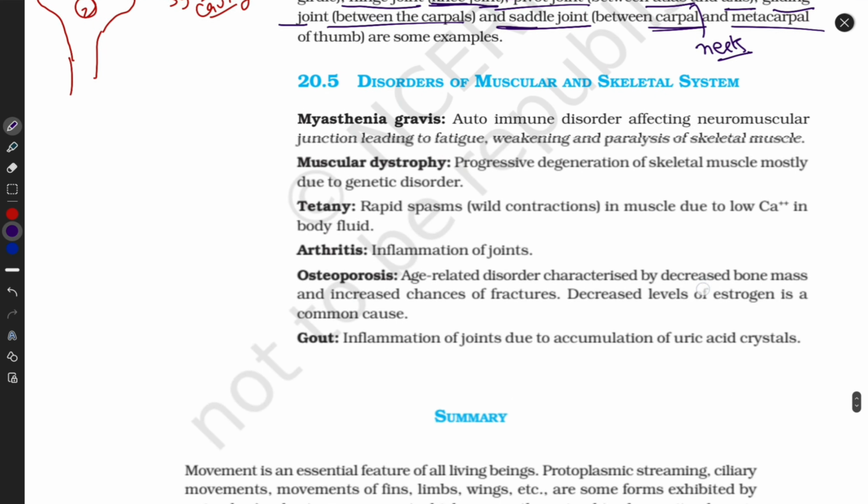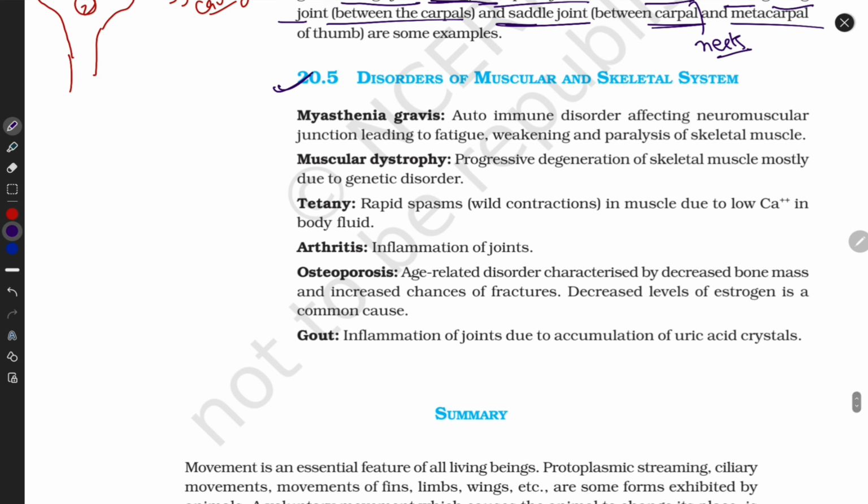There are some disorders, like myasthenia gravis. This is a very dangerous autoimmune disorder. It directly affects our muscles. It produces weakness in our body, causes paralysis, and affects our skeletal muscle. Muscular dystrophy is the most difficult disease. It is genetic also. It can transfer from generation to generation.